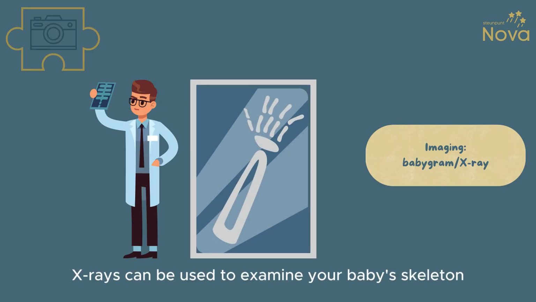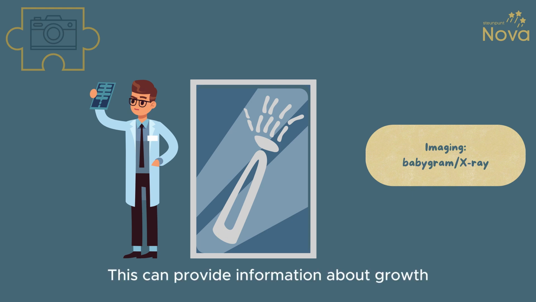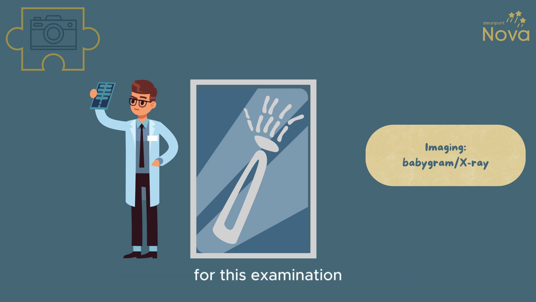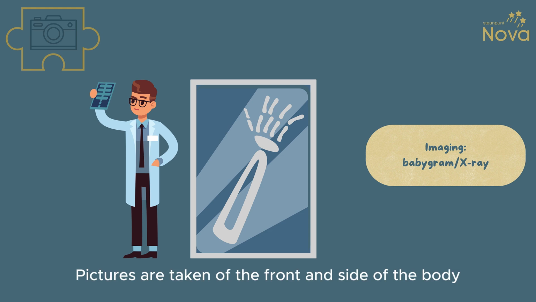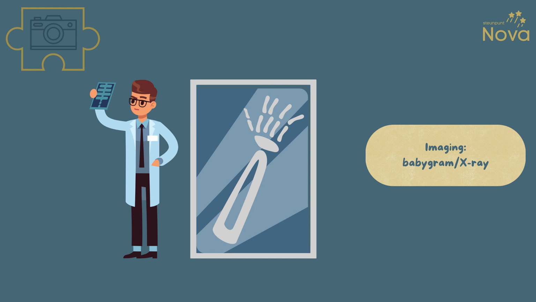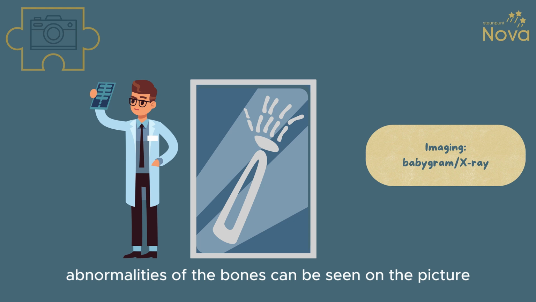X-rays can be used to examine your baby's skeleton. This can provide information about growth and possible abnormalities. Your baby does not need to be opened up for this examination. Pictures are taken of the front and side of the body. Sometimes abnormalities of the bones can be seen on the picture.